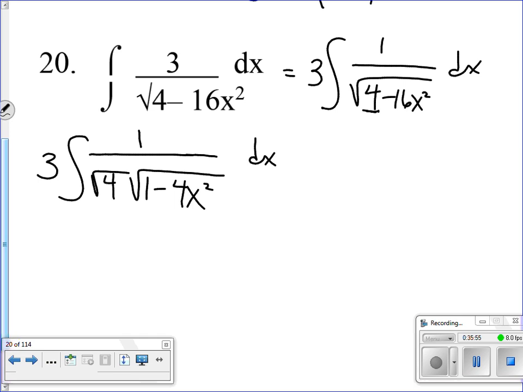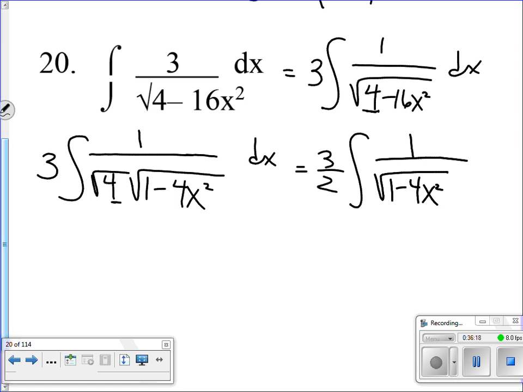Now this square root of 4 here, we're going to pull it out front. It has to be in the denominator, all right? So I could write out front 3 over root 4, or I could just write 3 over 2. So I think I'm going to write it like that. So we have 3 over 2 times the integral of 1 over the square root of 1 minus 4x squared.